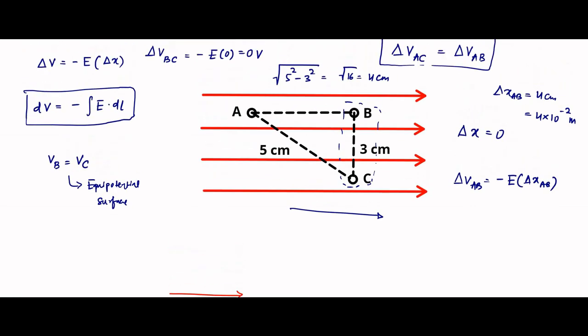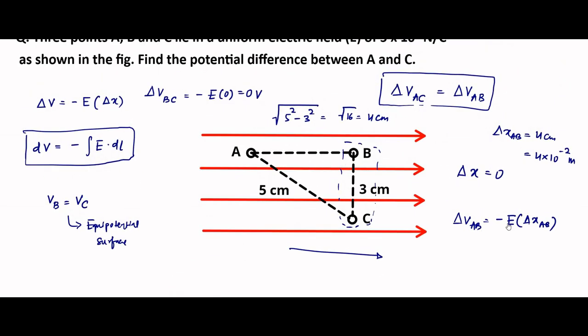Okay, so here delta VAB is equal to minus E into delta XAB, the separation gap between points A and B along the electric field line. So that is equal to minus 5 into 10 to the power 3 Newton per Coulomb into 4 cm, that is 4 into 10 to the power minus 2, that is equal to minus 200 volt. Okay, that is the potential difference between points A and B. Now, as VB is equal to VC, delta VAB is equal to delta VAC.